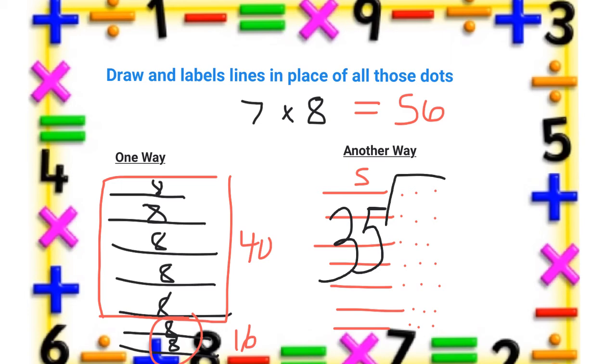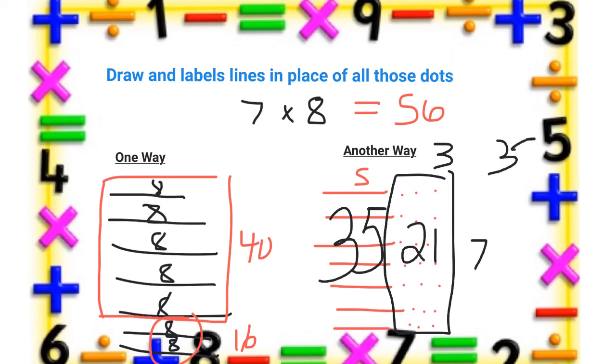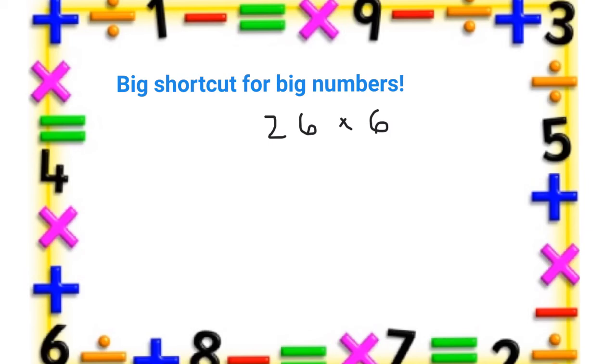And you're kind of breaking down that array into 2 smaller pieces so that this piece is 3 by 7, which is 21. And then we could add that 35 and the 21 together to still get 56. This shortcut could really help us out a lot for big numbers like 26 times 6. So I could do a line for 20, a smaller line for 5, and a dot to make 25, 26. And then repeat that 6 times.